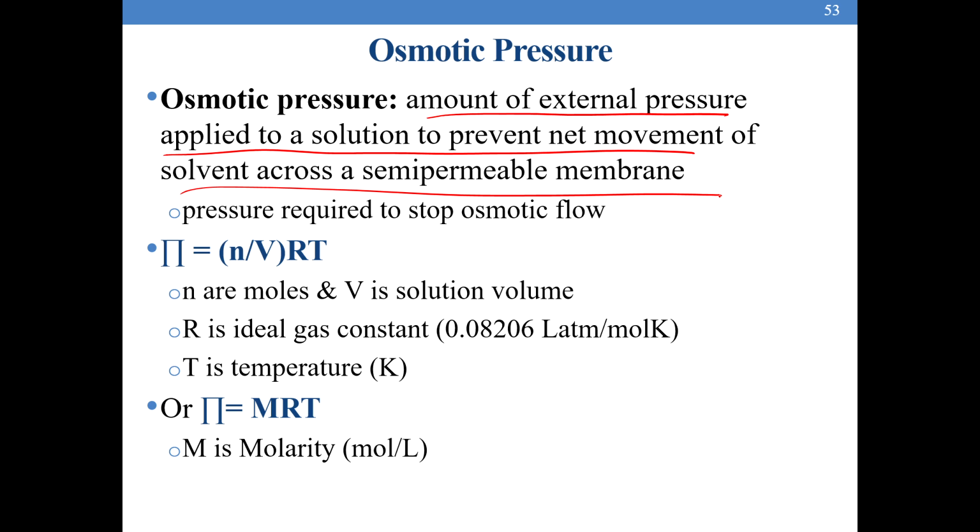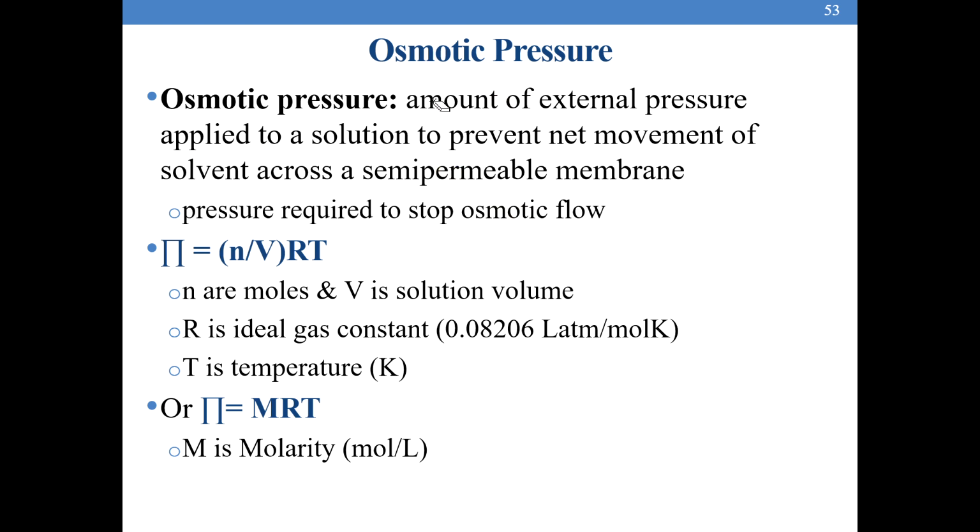What does that actually mean? In short, this sub-bullet here: pressure required to stop osmotic flow. So that is osmotic pressure. Once there's enough water on both sides of the semi-permeable membrane, there will be a pressure value where osmosis will stop. This symbol here is supposed to be the pi symbol, which I would write like that if I could find a way to write it in typing form.